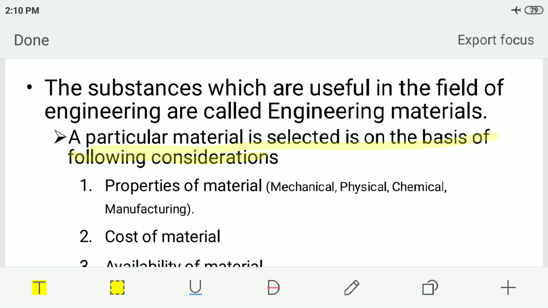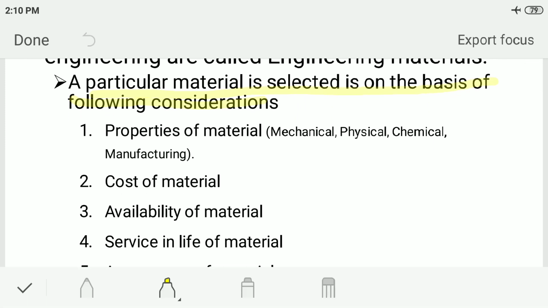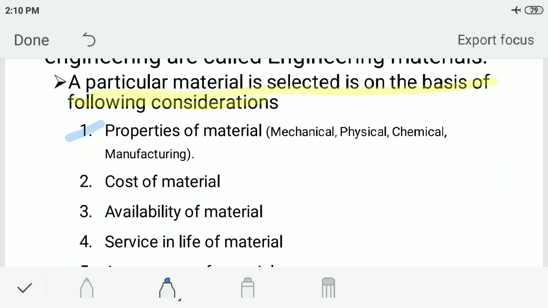The first thing we need to look at is the properties of the material. Before selecting a material for a particular application, we need to understand its properties. It may be a mechanical property, a physical property, a chemical property, or a manufacturing property, and so on.